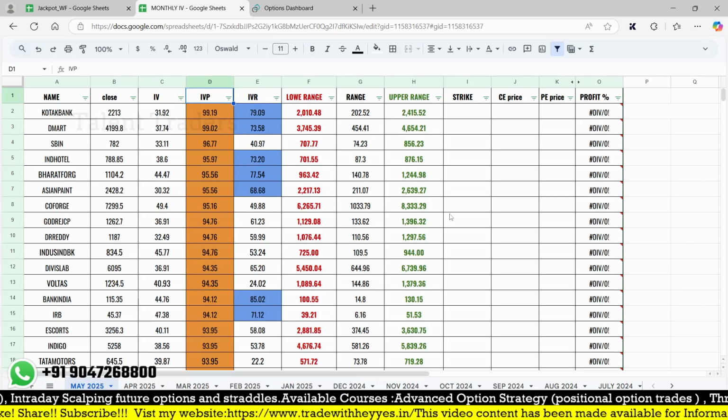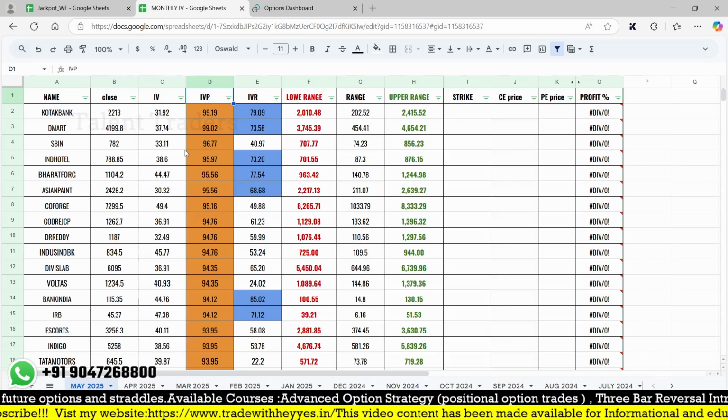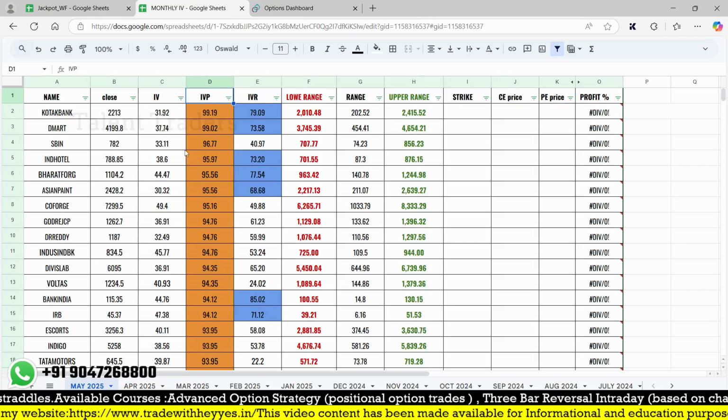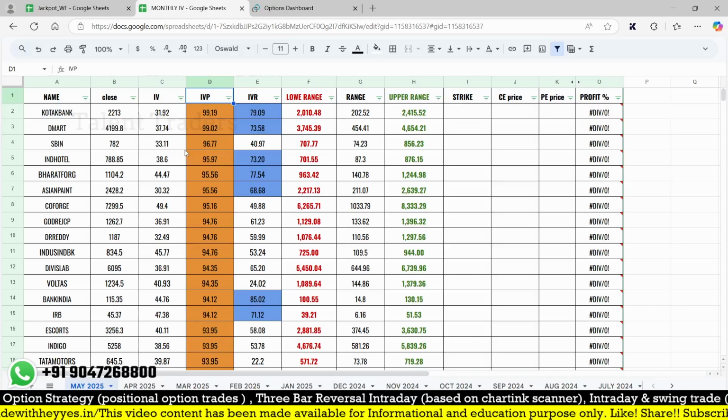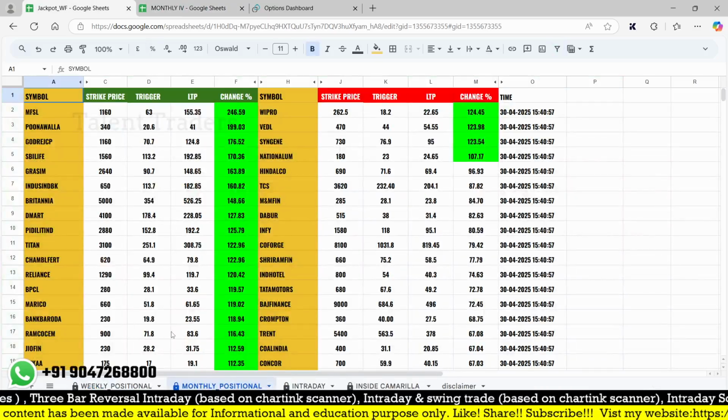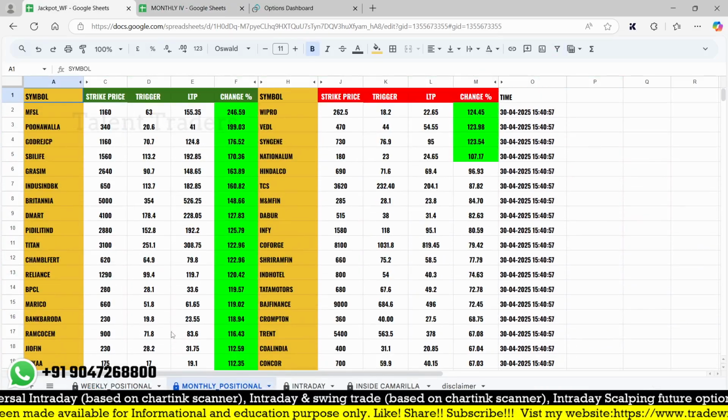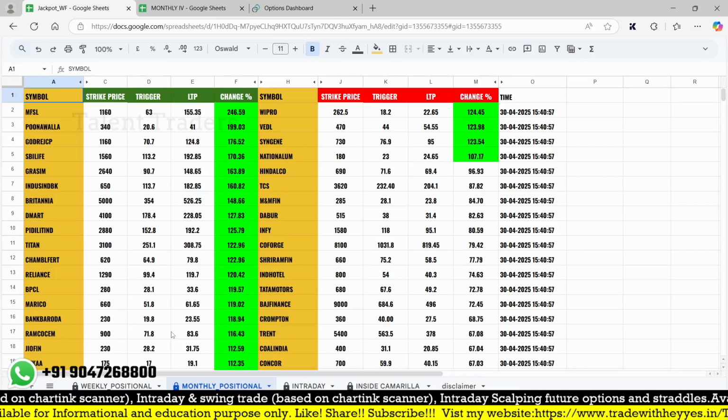So maybe you can find the stock based on the strategy which you have learned in our sessions, and based on that, liquid stocks with high volatility would be most preferable for our strategy. And also our monthly option sheet should be the scanner for stock options.